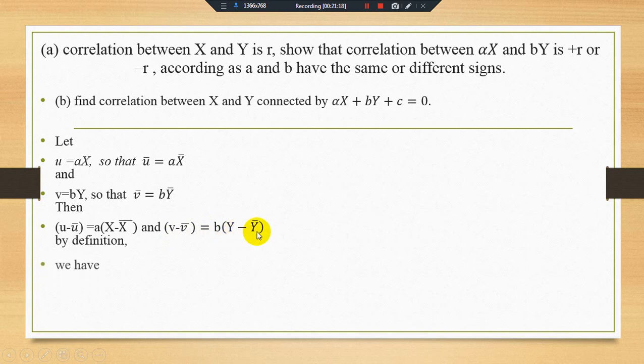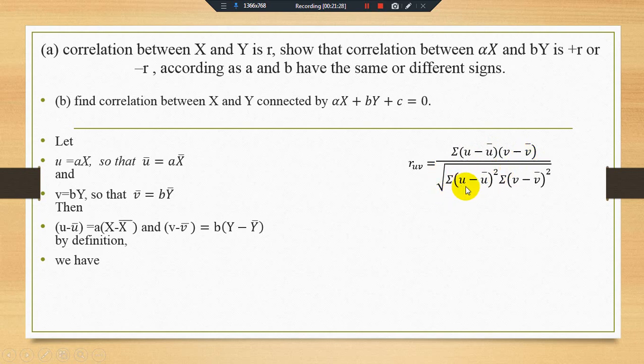Okay, we have a simple correlation formula here: summation (U minus U bar) into (V minus V bar), divided by the square root of summation (U minus U bar) whole square times summation (V minus V bar) whole square. Let's put the value of U minus U bar and V minus V bar in place of these, and we get this.